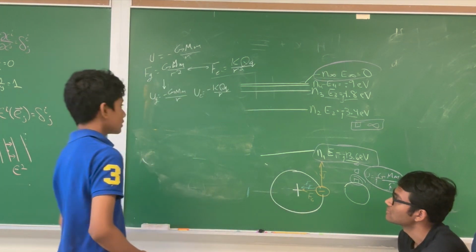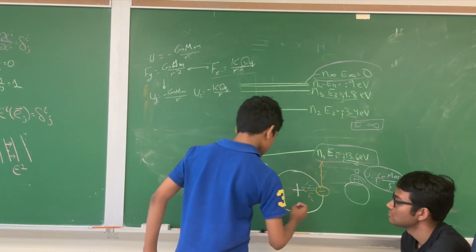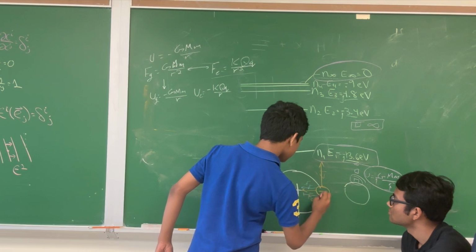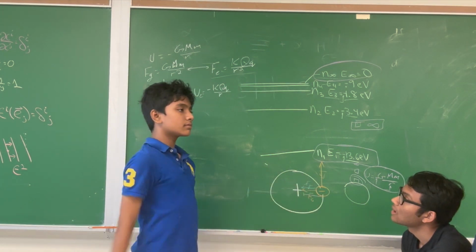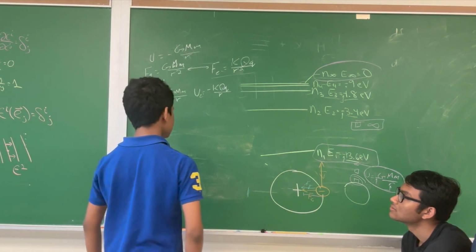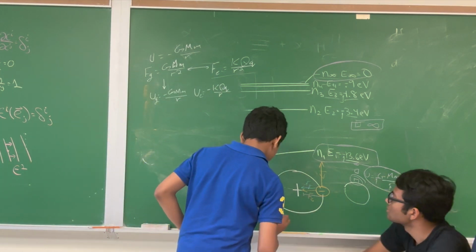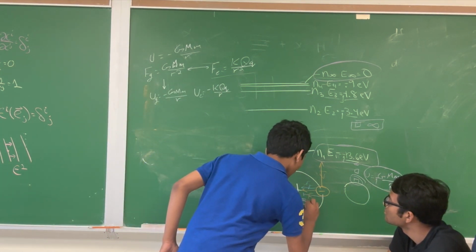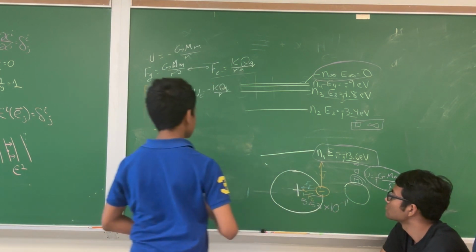Okay, fine. So now all we need is the distance from the proton to the electron in the ground state. What is the radius? 5.53 times 10 raised to negative 11 meters. Yeah, that's not a big distance.